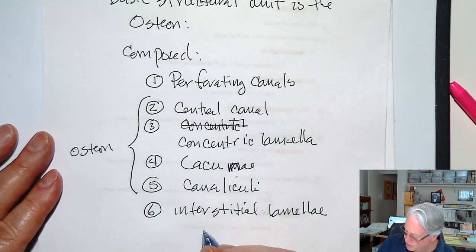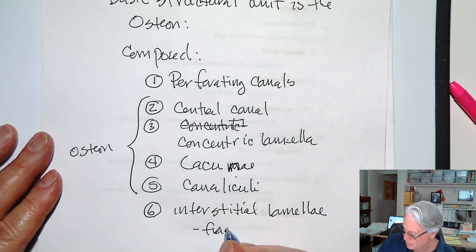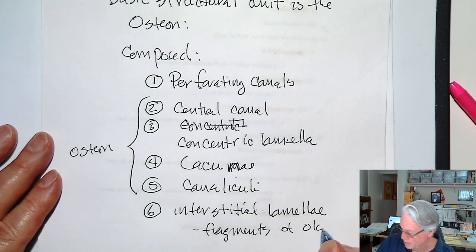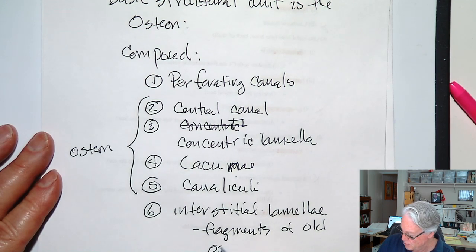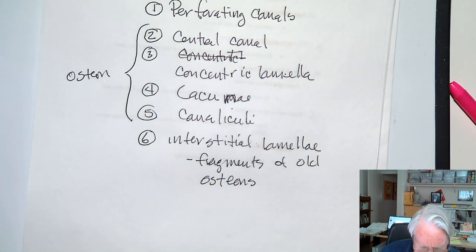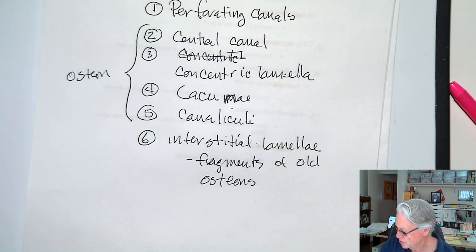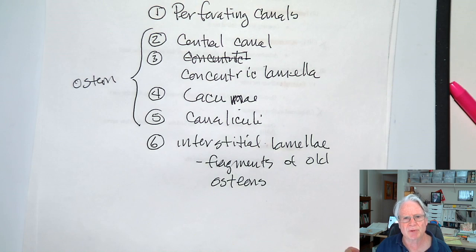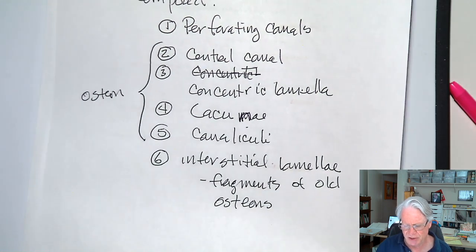And these are basically fragments of old osteons. And remember, it's important to keep in mind that bone is constantly being remodeled, so it's not surprising that as you remodel an area, you will leave behind some of the structures that were originally there and replace the removed things with newer structures. Let's take a look and see what we're talking about here.